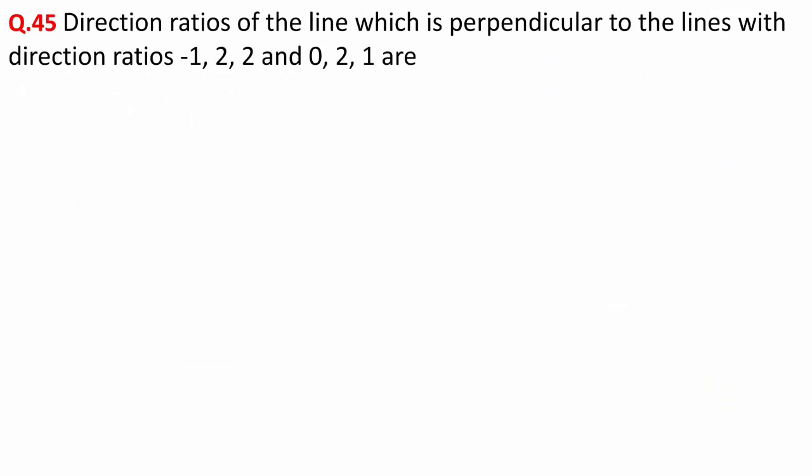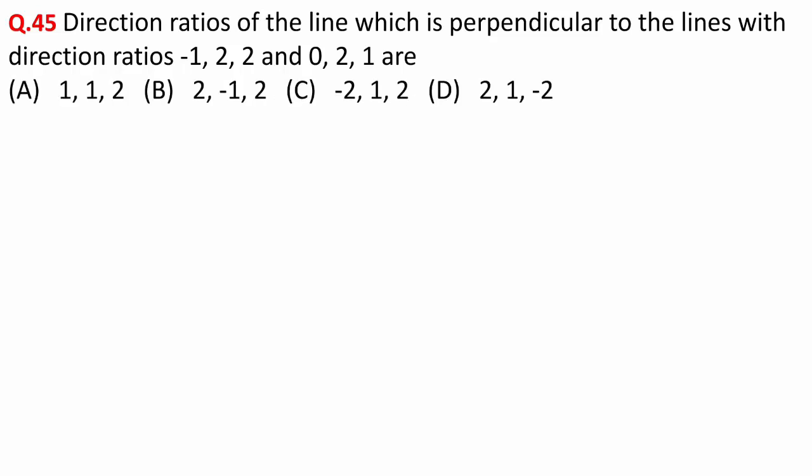Question 45. Direction ratios of a line which is perpendicular to the lines with direction ratios -1, 1, 2 and 0, 2, 1 are. Options are A 1, 1, 2, B 2, -1, 2, C -2, 1, 2, D 2, 1, -2.